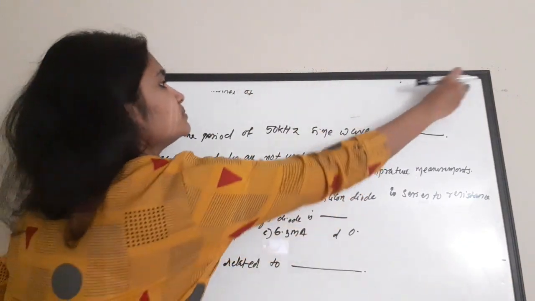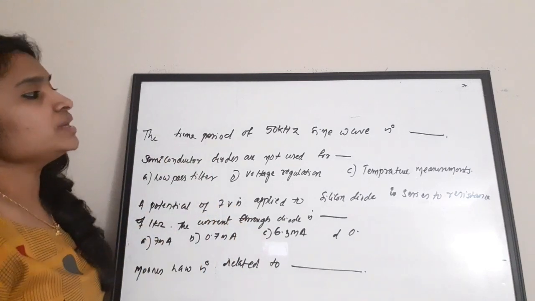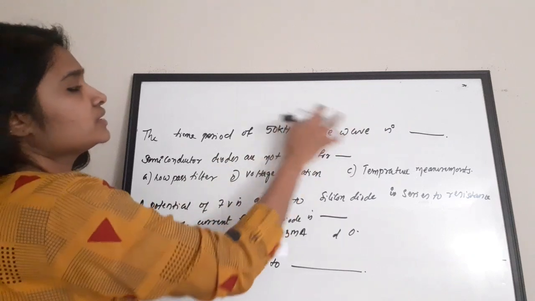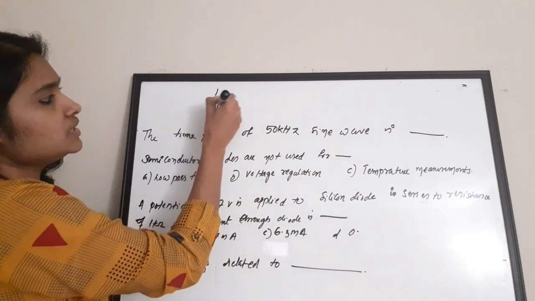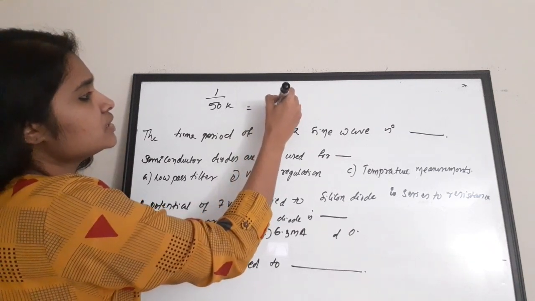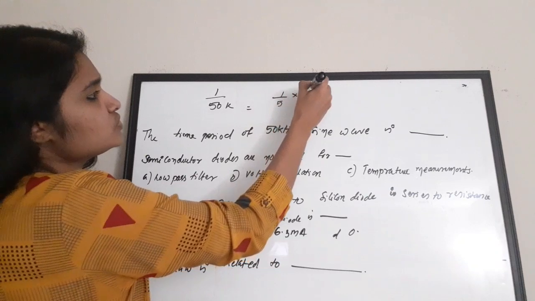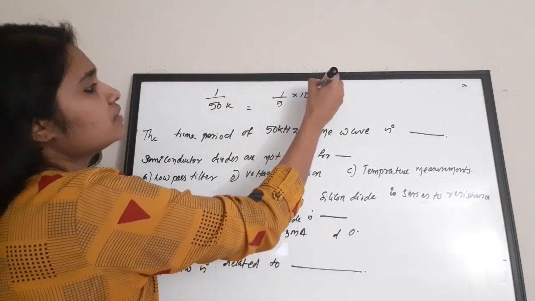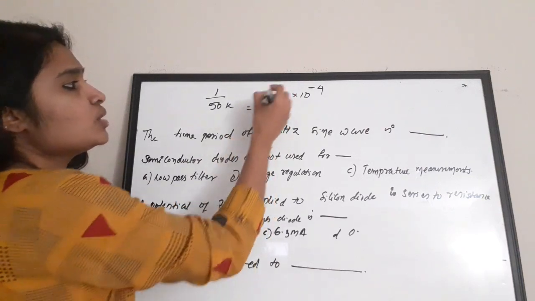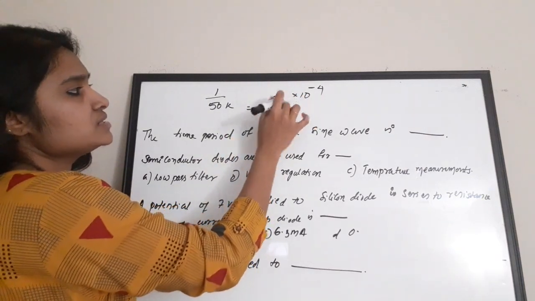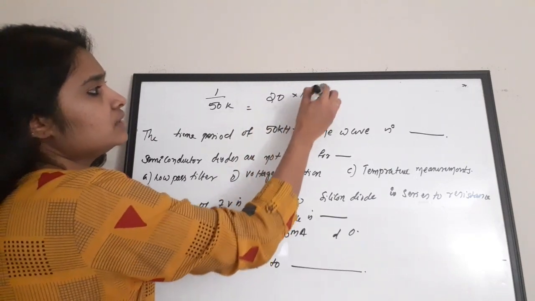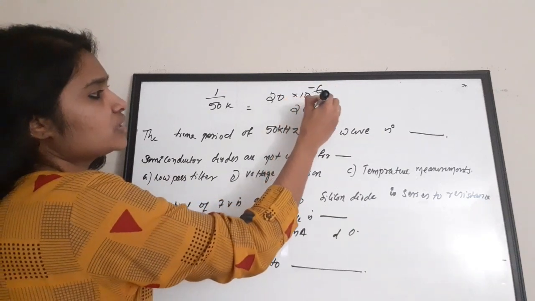I will remove this. The time period of a 50 kilohertz sine wave is dash. It is 1 by 50 k, that is 1 by 5 into 10 raised to 4. Okay. 1 by 5 is 0.2. That is 0.2 into 10 raised to minus 4, or you can write it as 20 into 10 raised to minus 6, or 20 microseconds.